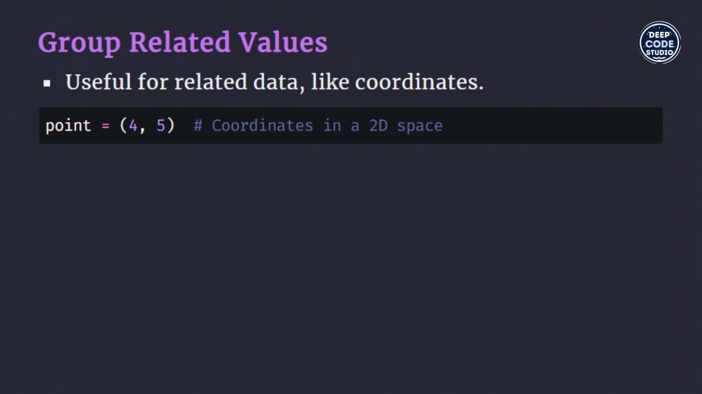Tuples are good for grouping related values. For example, to represent a point with x and y coordinates, you can define it as point is equal to 4, 5. Here the first element you can take as x and the second element 5 you can take as y. So this grouping of related values not only enhances clarity but also increases the efficiency of your program.